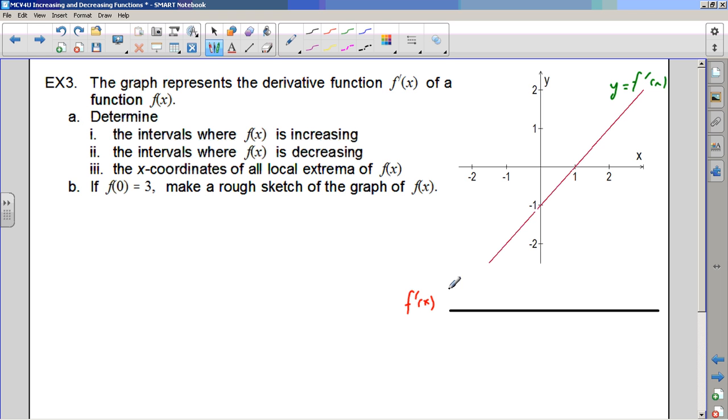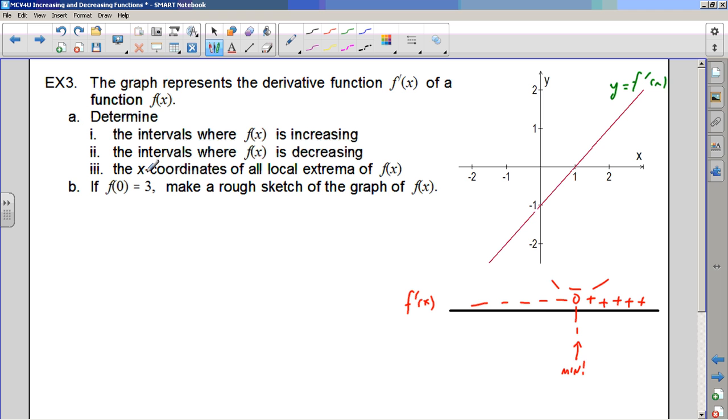So f prime at x is 0 at 1. On this side, it's negative, right? And on this side, it's positive. So that means the function was decreasing, then increasing. So what does this mean here? It means there's a minimum, right?